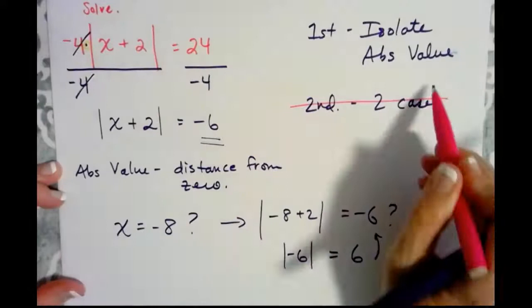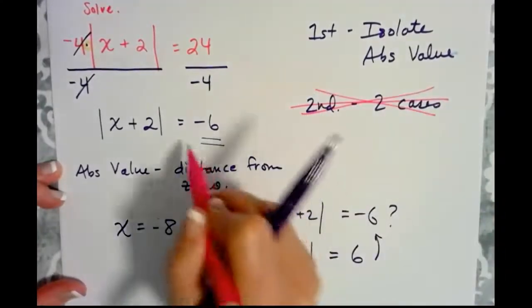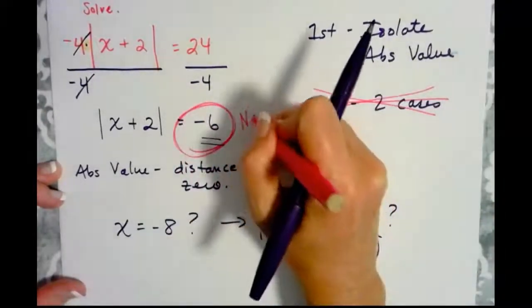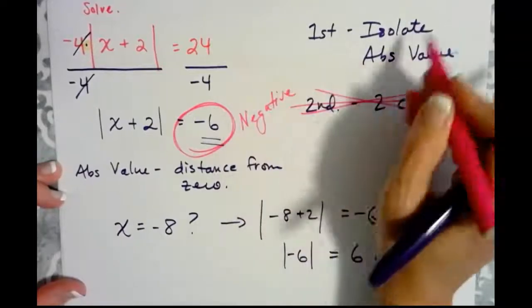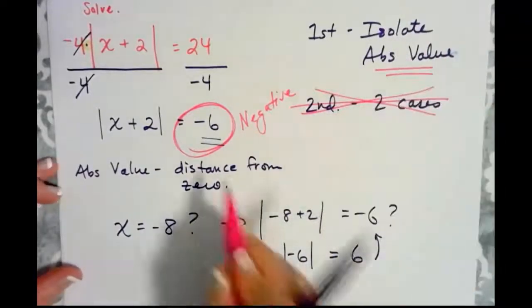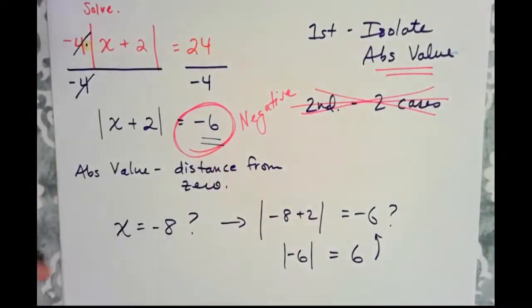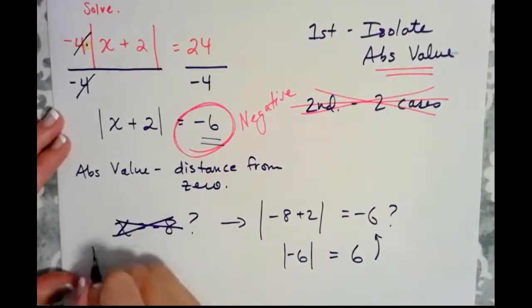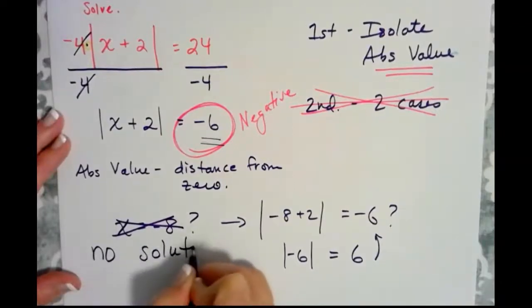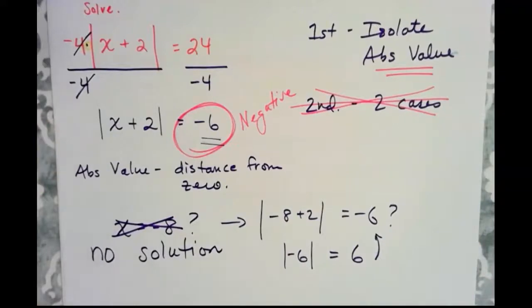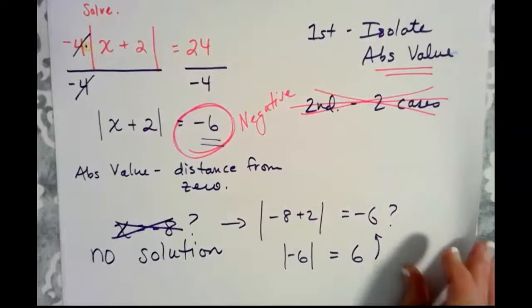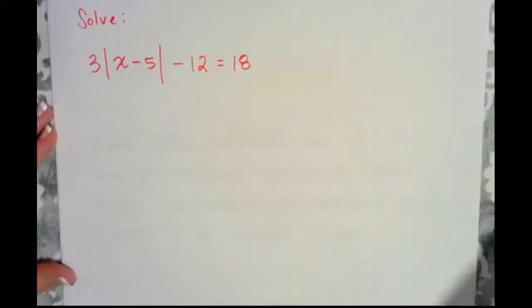So there's no need to even set up the two cases here, because when we have our absolute value isolated and set equal to a negative, we don't need to do any more work. We can immediately say that there is no solution. Because if our essential question asks, what will make this true? Nothing will make this true. There is no solution that will ever make this true.